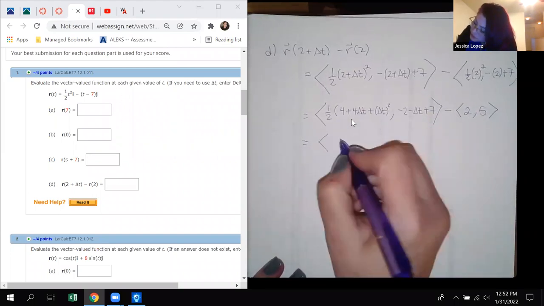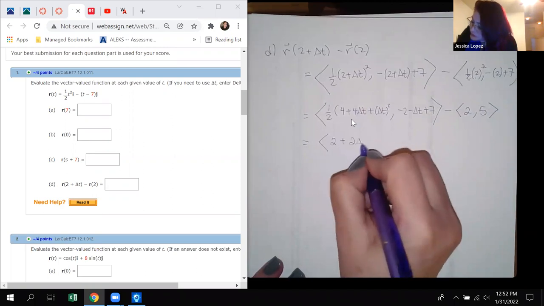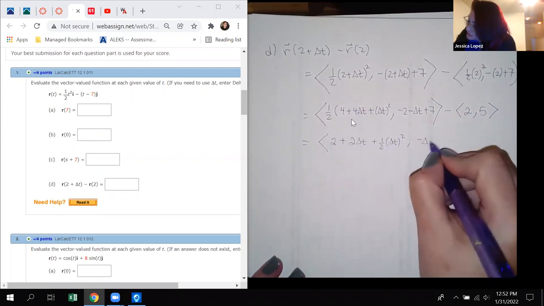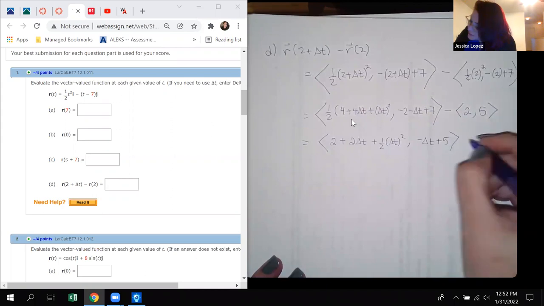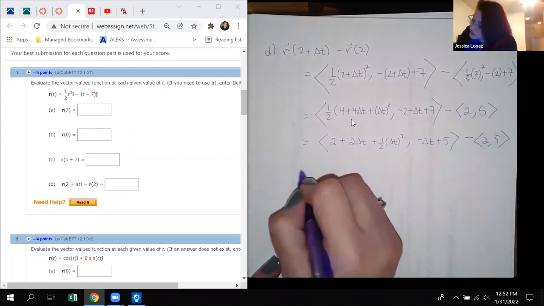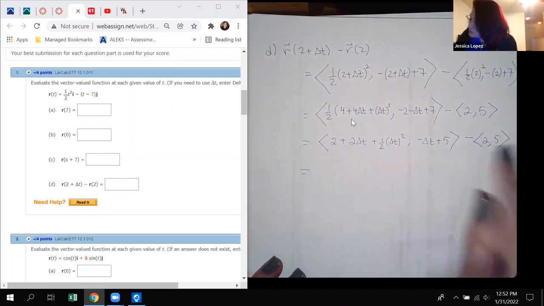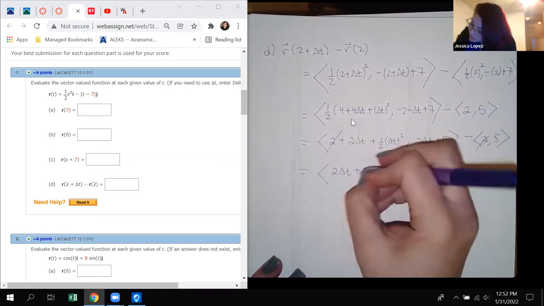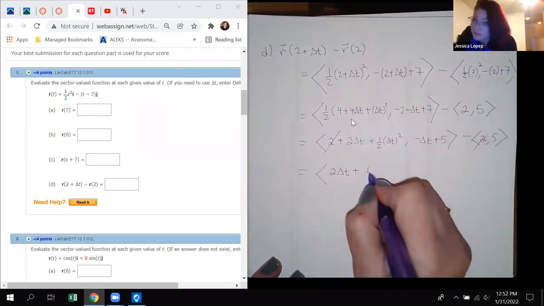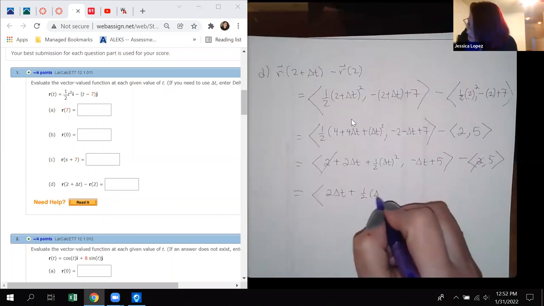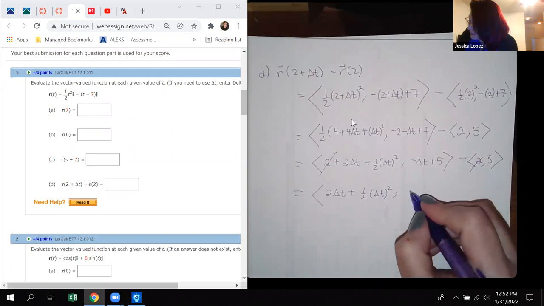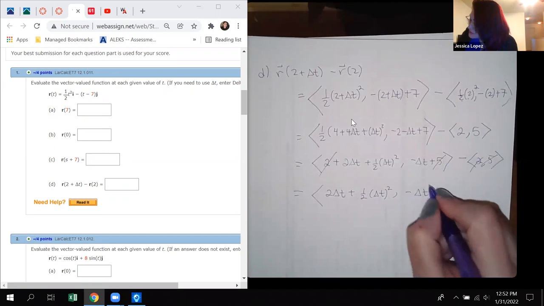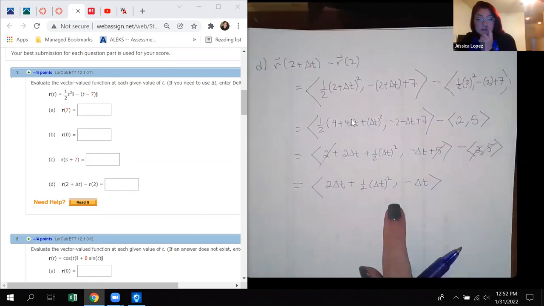So if I distribute this 1/2, I get 2 plus 2 delta T plus 1/2 delta T squared, and then negative delta T plus 5 minus 2, 5. So essentially I have this component minus 2, which will cancel out the 2s, leaving me with 2 delta T plus 1/2 delta T squared. And then here I'll be subtracting 5. So positive 5 minus 5 will go away, and I'll just have negative delta T. Okay. And so then this is what you would type in.